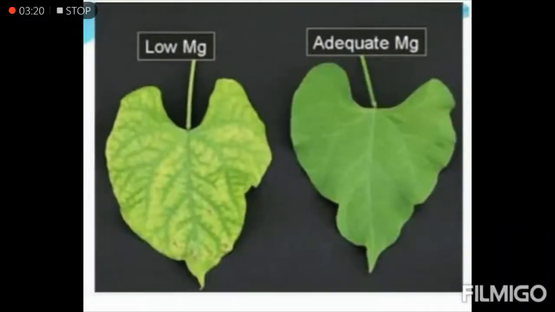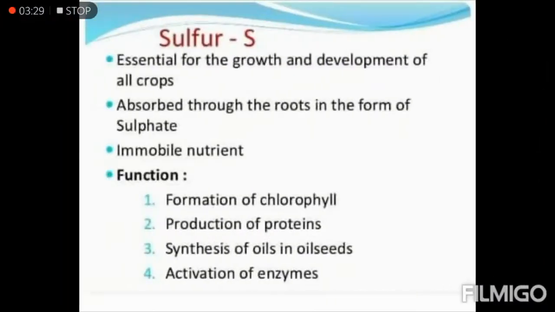Here we have the low magnesium. Look, this part has low magnesium in the leaf, and here we have moderate magnesium in the leaf.